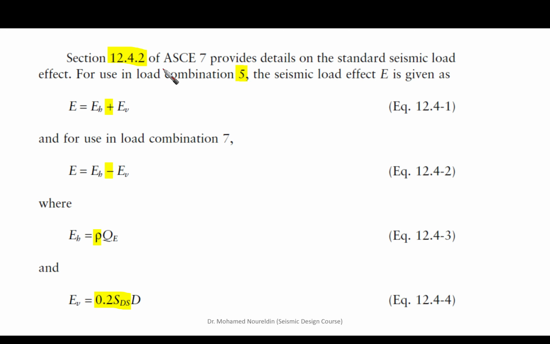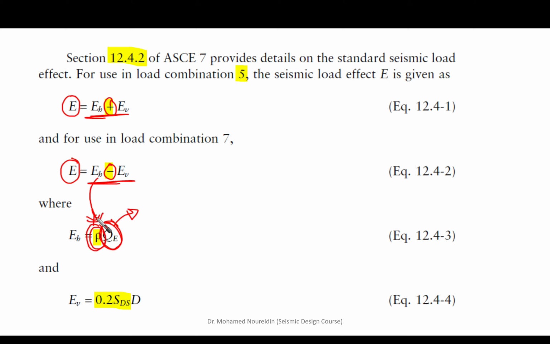Okay. Now let's see what is the meaning of E in load combinations 5 and 7. E should be EH plus EV or EH minus EV, so it is plus or minus. Where EH, the horizontal component, is always going to be the redundancy factor rho multiplied by QE. QE is the component force, which may be a moment, shear, or axial force. It is the component straining action force.